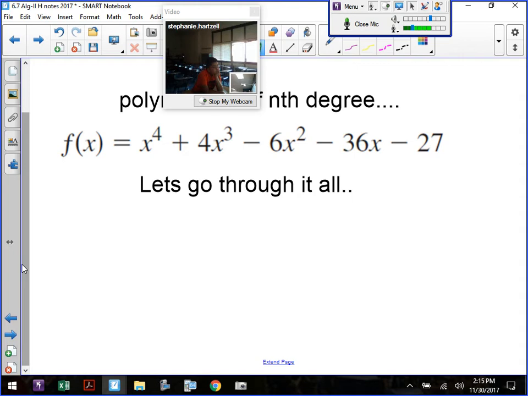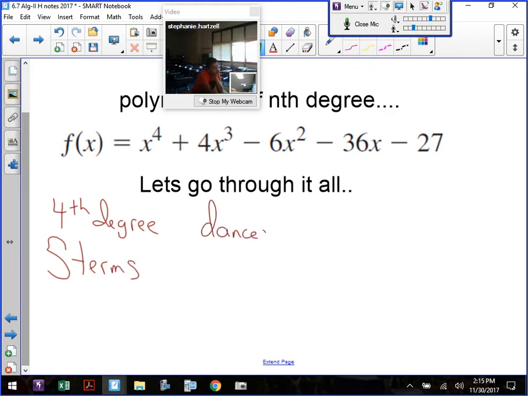If we go through all the stuff that we've learned about it from the past couple of weeks, 4th degree polynomial, it's 4th degree. How many terms are in its sequence? 5. There are 5 terms. What are the tails doing? Tails are up, up. The reason that they are up, up is because why? It's a positive coefficient, even exponent. Now, the tails are up, up.